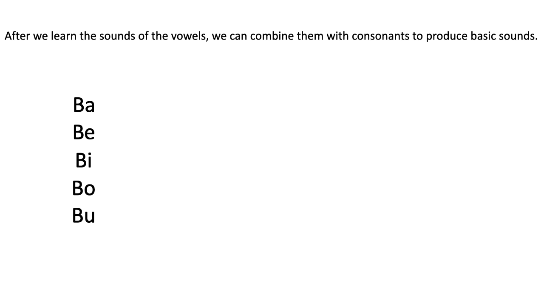We're just combining the vowels with the consonants and we're reading in Italian. Let's do another one. T sounds just like T, right? So let's pronounce this. Ta, te, ti, to, tu. Again, ta, te, ti, to, tu.